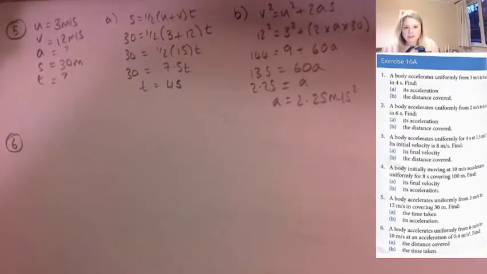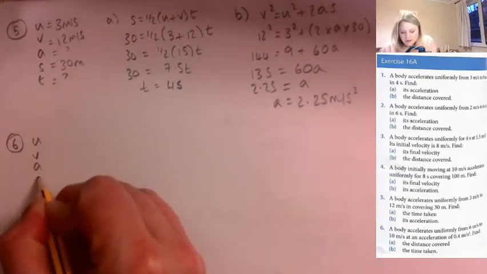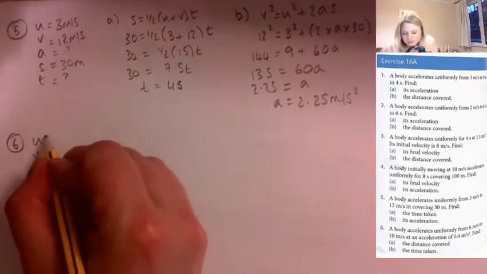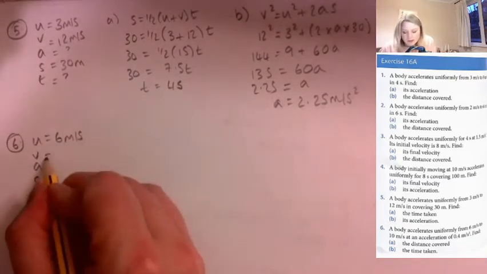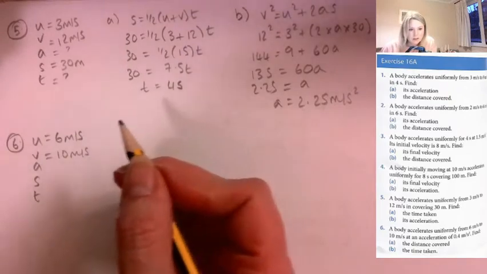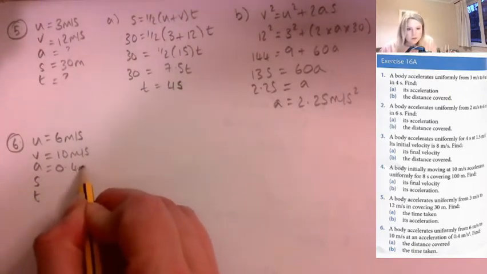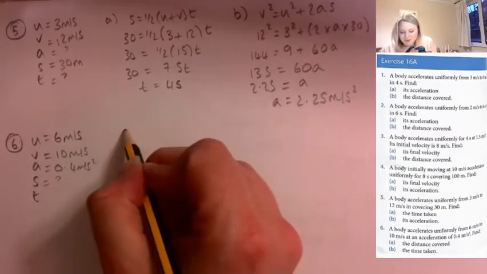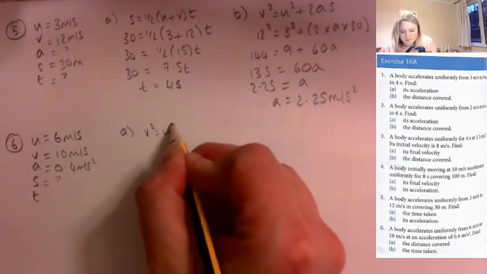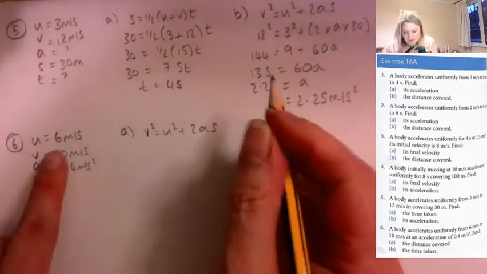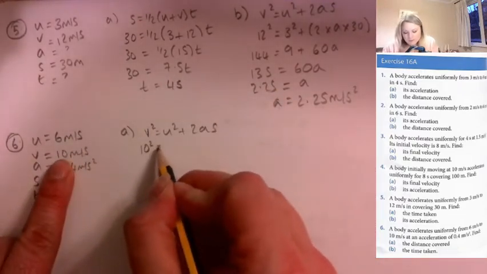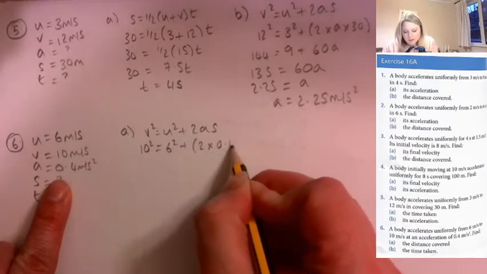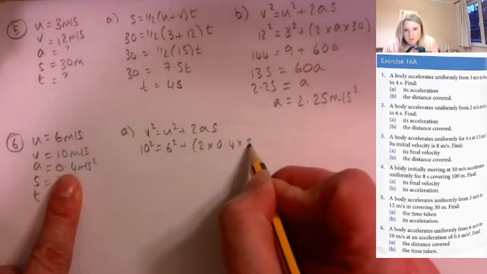Okay, 6. So make me a UVAST list. Let's see, a body accelerates uniformly from 6 to 10, so V is 10, at an acceleration of 0.4. We're looking for S. Oh, so we are going to have to use this V squared equals U squared plus 2AS one. Right, so V is 10, U is 6, 2 multiplied by 0.4 for A multiplied by S.